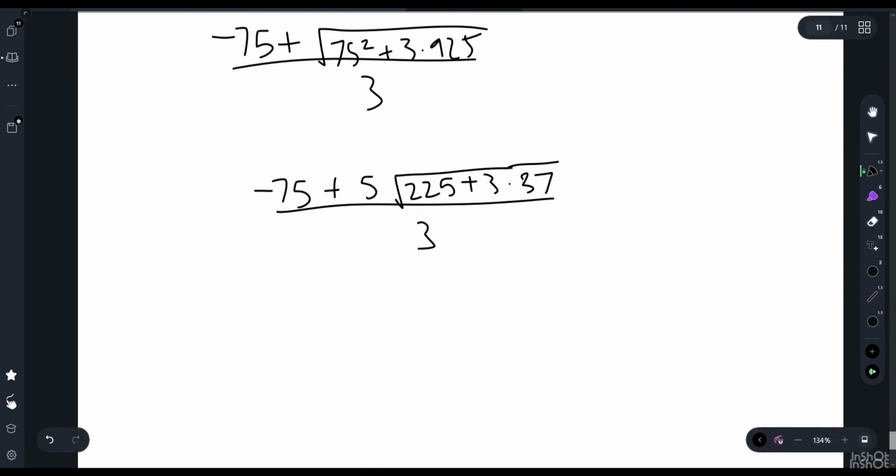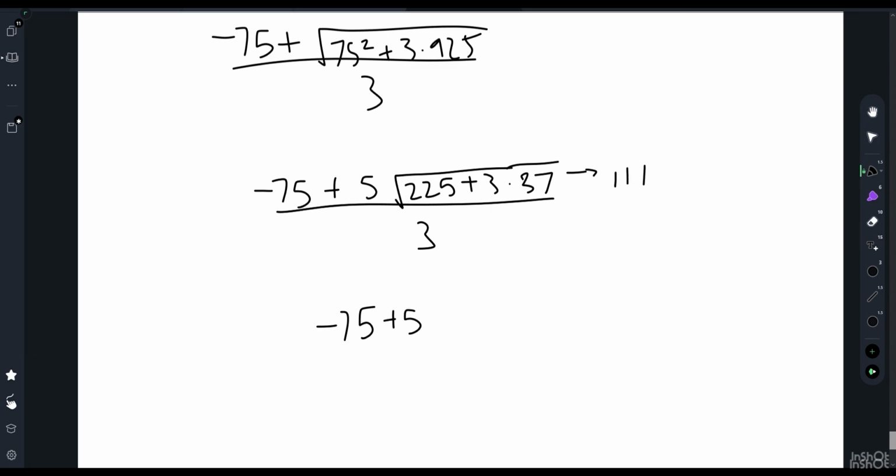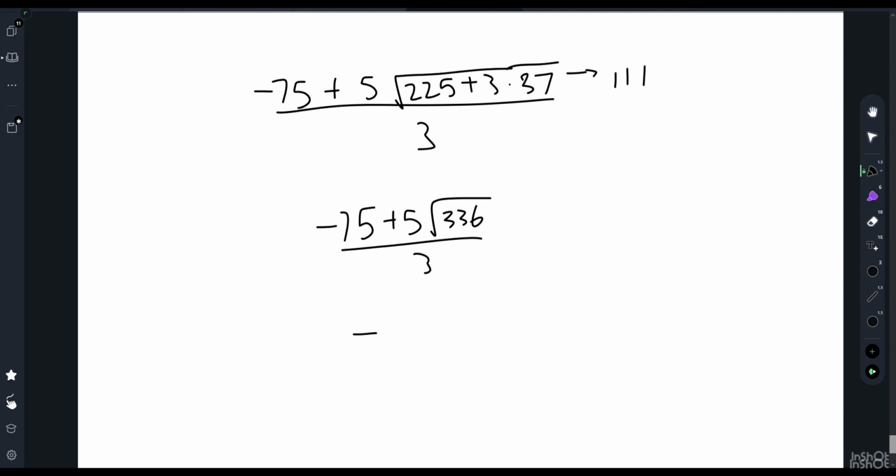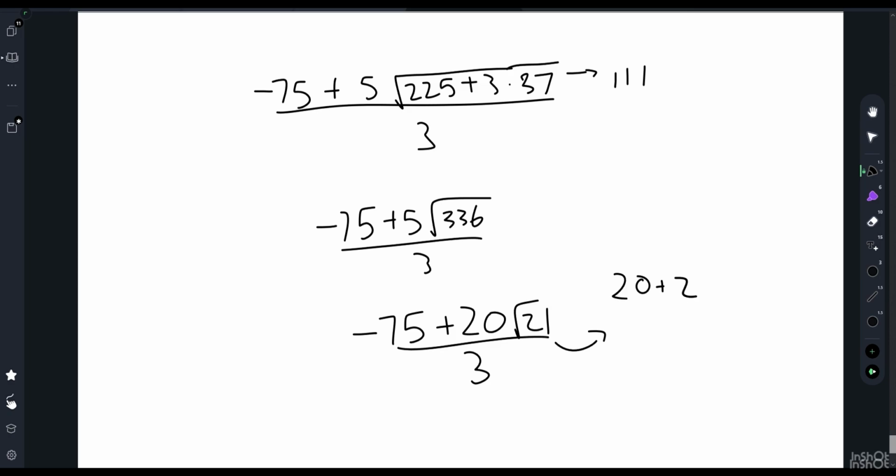So now 3 times 37 is 111. And so adding this together is 336. So negative 75 plus 5 root 336 over 3. Now we know that 336 is equal to 16 times 21, so we can factor out a 4. So this is our final answer, and this means that 20 plus 21 plus 3 plus 75, which is equal to 119. Thank you guys for watching.